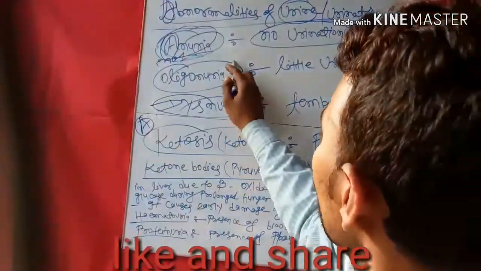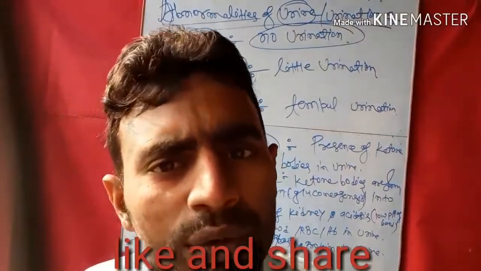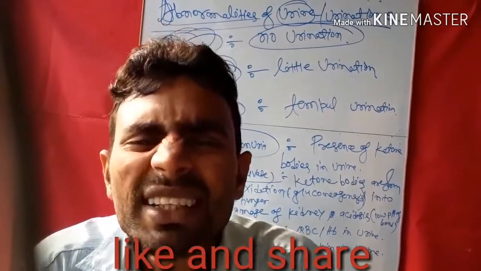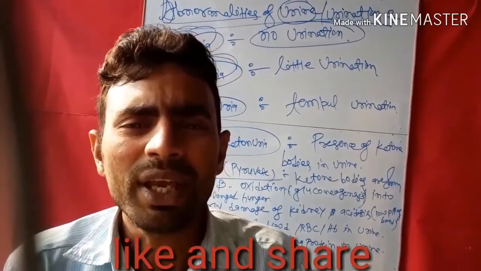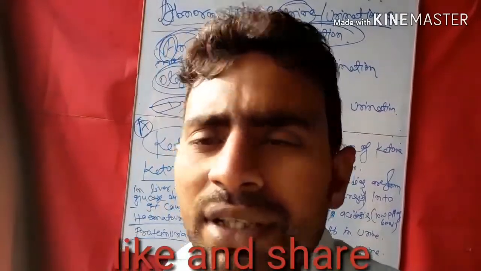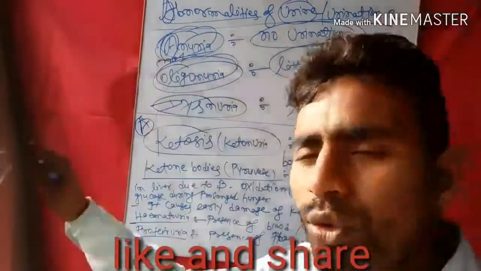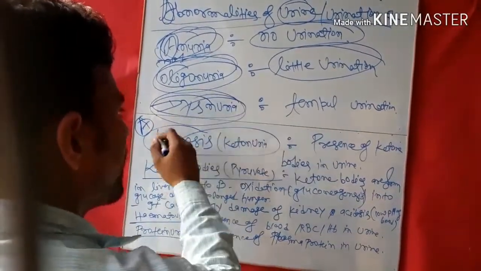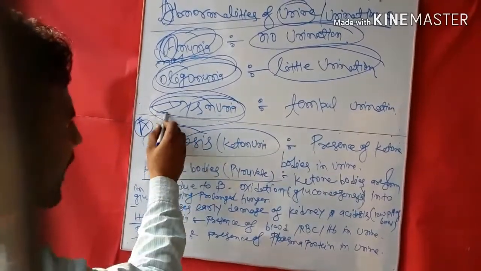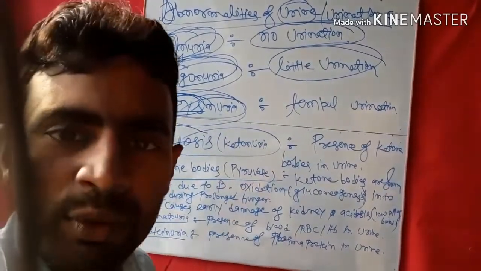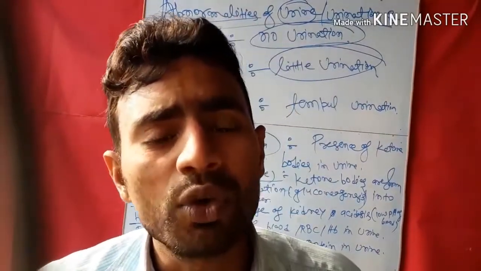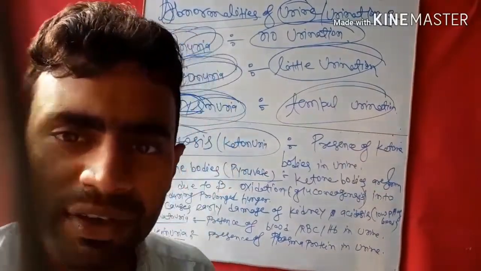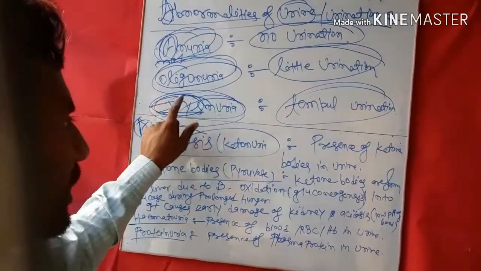Second is oliguria. In oliguria, urination happens, but in a little amount. This means little urination. And third is dysuria. Dys means painful urination. When painful urination happens, that term is called dysuria.